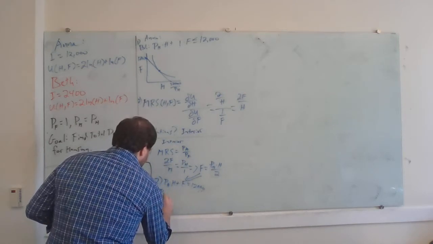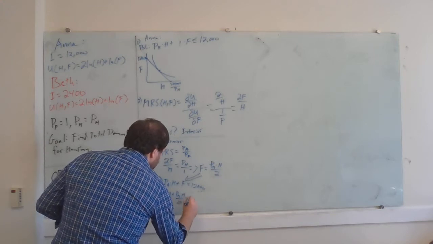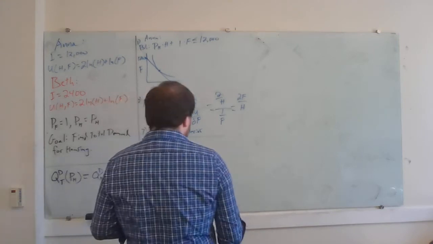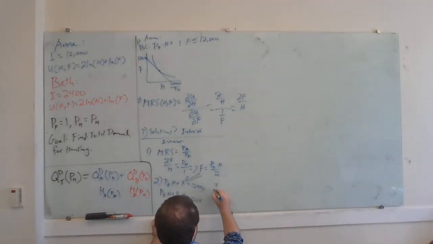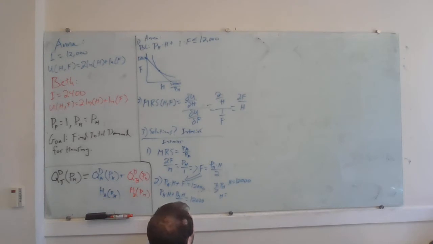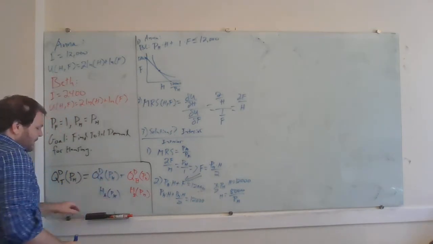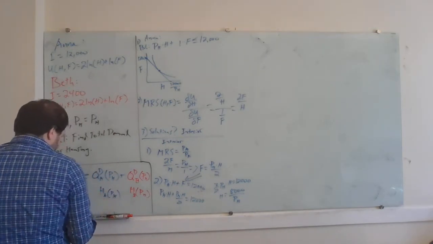So we'll say PH times H plus PH times H over 2 equals 12,000. Right? This is going to tell us that 3/2 PH times H equals 12,000. H has to equal 2/3 of 12,000 divided by PH, right? So 1/3 of 12 is 4, so this is going to be 8,000 over PH. Amazing, right? And this is going to be Anna's demand for housing, right? So demand from Anna is going to be 8,000 over PH.